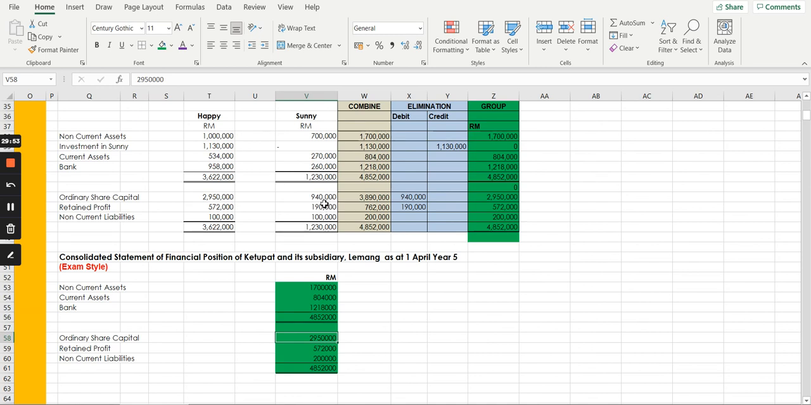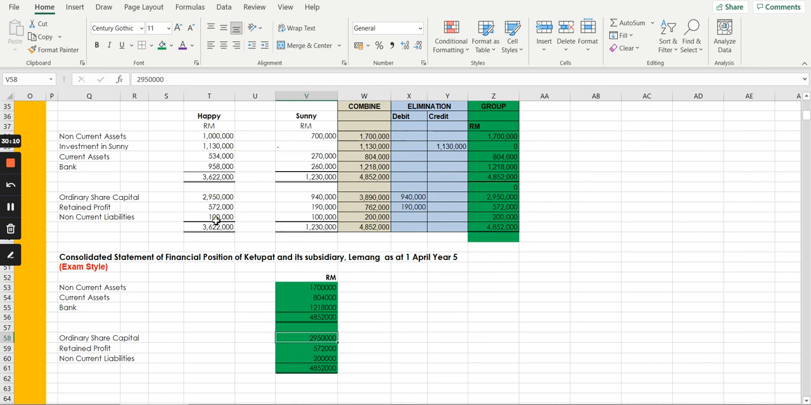Here, all the reserve available in the subsidiary, 190,000, is the one that is earned by the subsidiary before the acquisition of the holding company or parent company. That is why it is not added and it is being eliminated. Non-current liabilities, you are going to add.